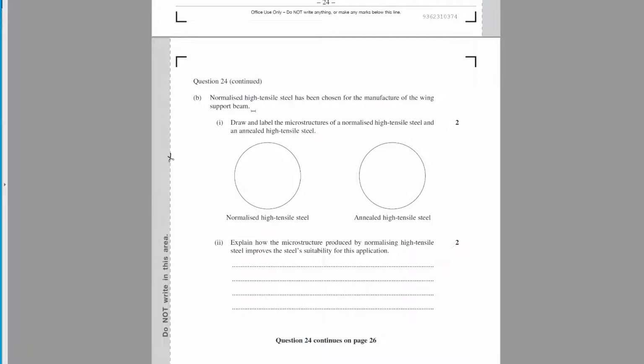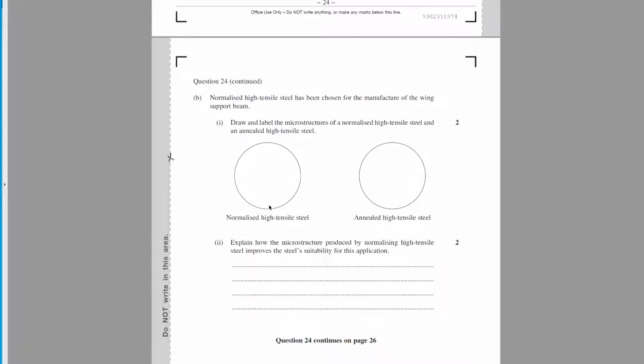Okay, normalized high tensile steel has been used for the manufacture of the wing. Draw unlabeled normalized steel and annealed steel. So what we're going to look at is, if they said high tensile steel, so high tensile steel, if you drew 100% pearlite, that would be fine. I would say we want to draw anything up to 100% pearlite. You probably don't want to be showing hypereutectoid with cementite layers. Anything up to that is fine. I've looked at the answer, so I think they've drawn about 50%. We'll have a look in a second.